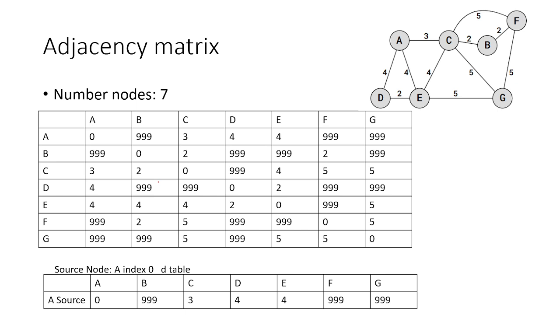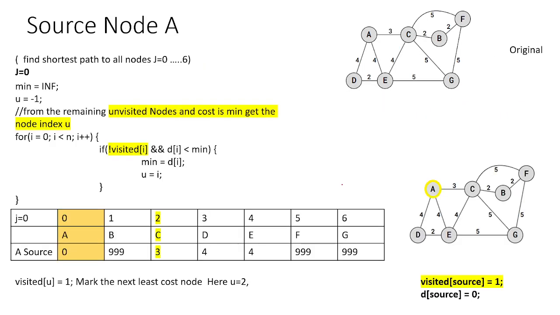Okay, this is the adjacency matrix from all nodes to all other nodes, and this is the D matrix. You can see that where 999 is there, that means it is not a neighbor node and there is no direct connectivity.